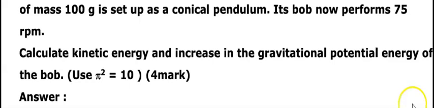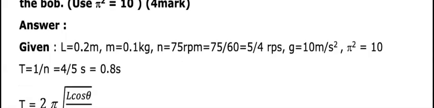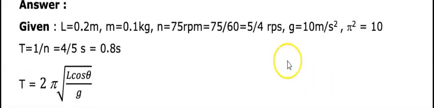Let's solve. What are the given data? L equals 0.2 meter, m equals 0.1 kg, I'm converting 100 grams into 0.1 kg. And the frequency n is given as 75 rpm. 75 by 60 will be 5 by 4 rps, that is hertz.